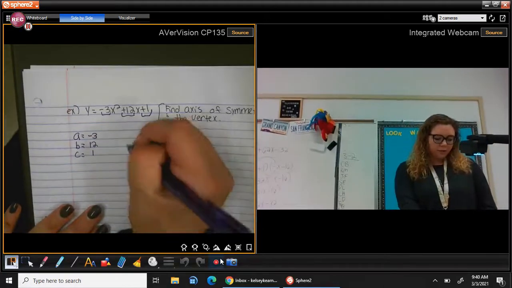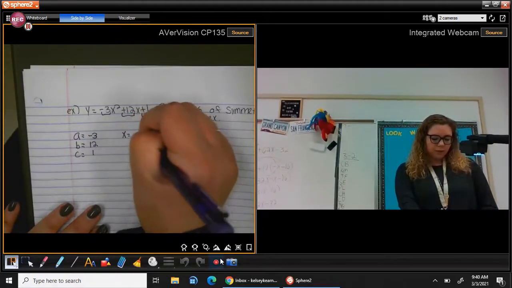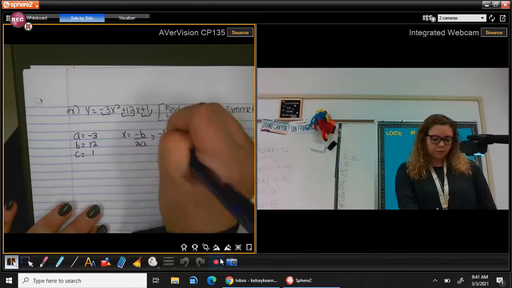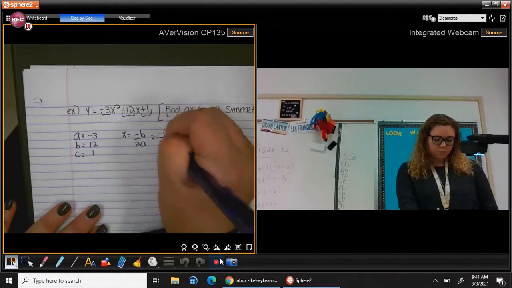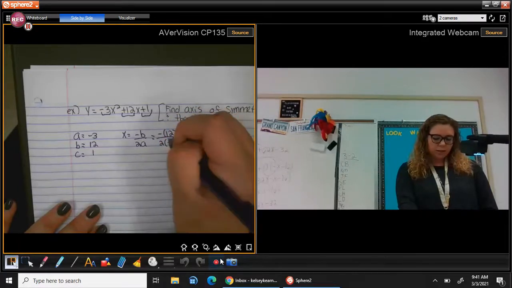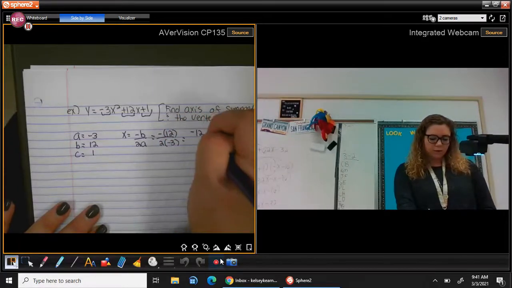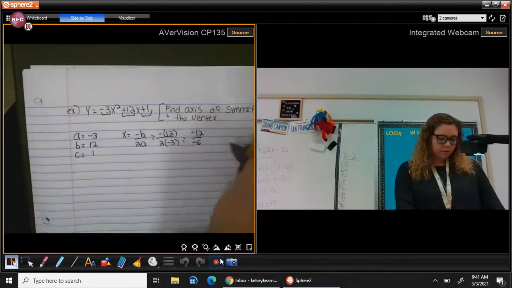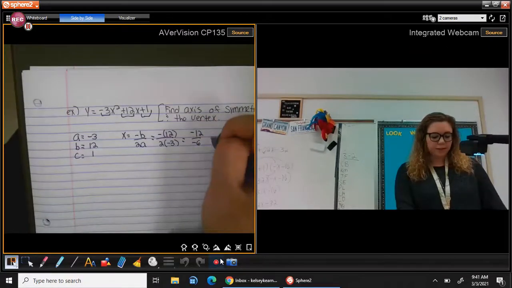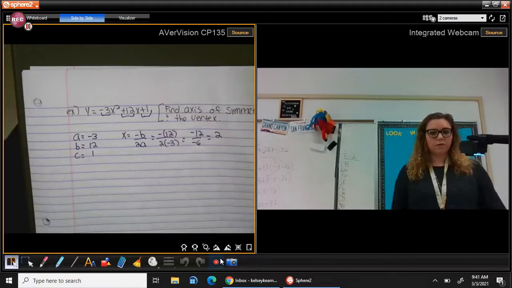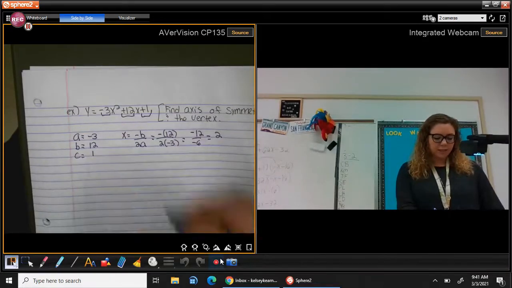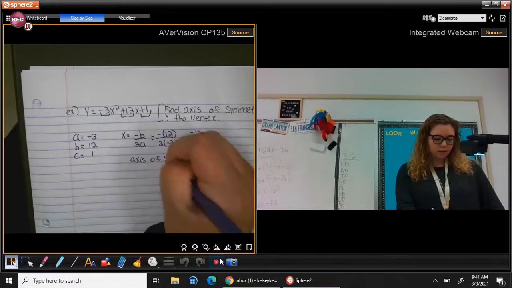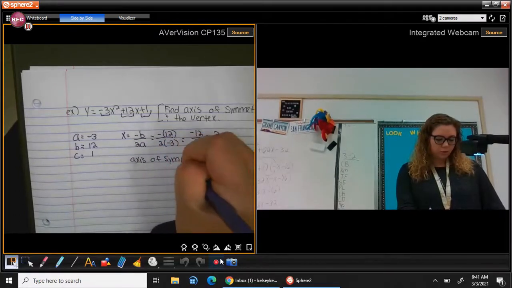Okay, write my formula, x equals negative B over 2A, plug in my values. Negative times 12 is negative 12. 2 times negative 3 is negative 6. Negative 12 divided by negative 6 is going to give me a positive 2. So my axis of symmetry is x equals 2.